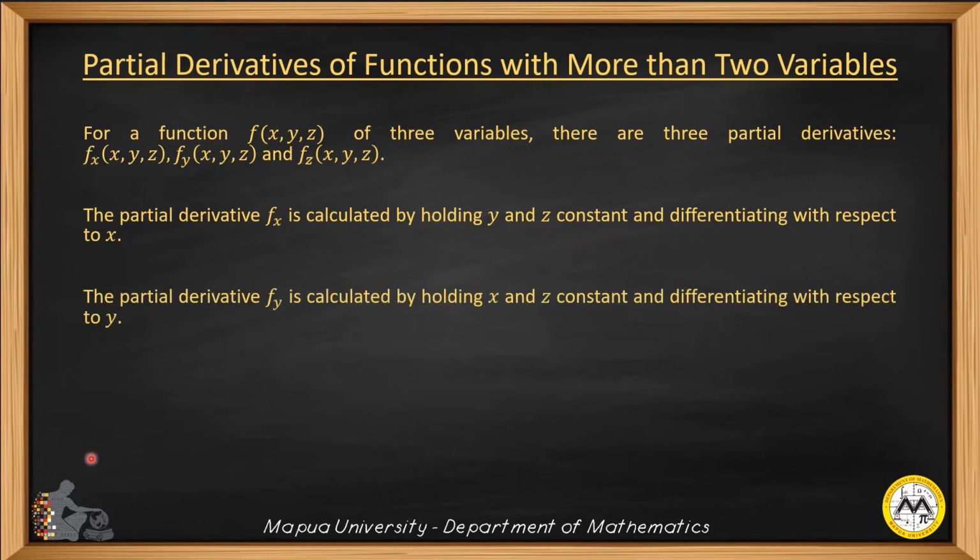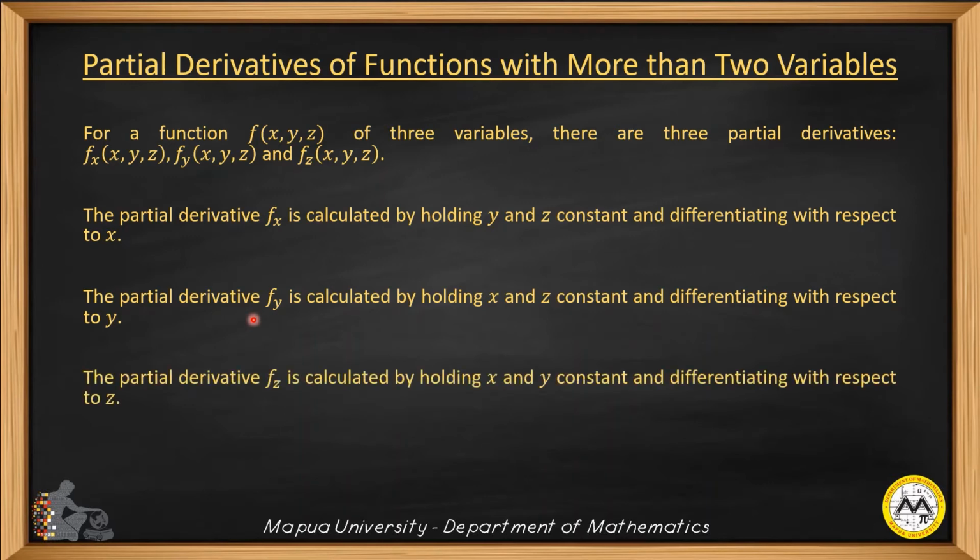Or if it is the partial derivative of f with respect to y that we want, then we differentiate f with respect to y holding x and z constant. And for the partial derivative of f with respect to z, we hold x and y constant and differentiate the f function with respect to z.